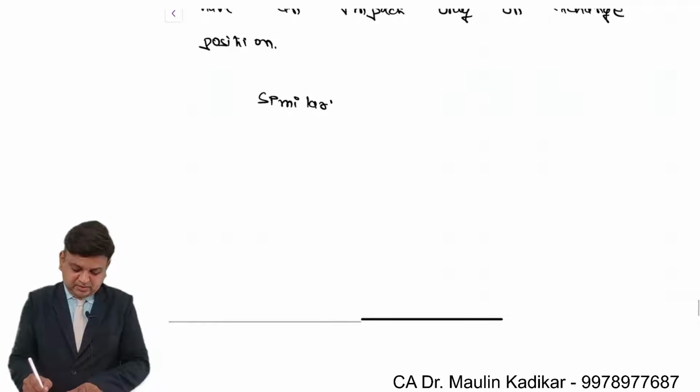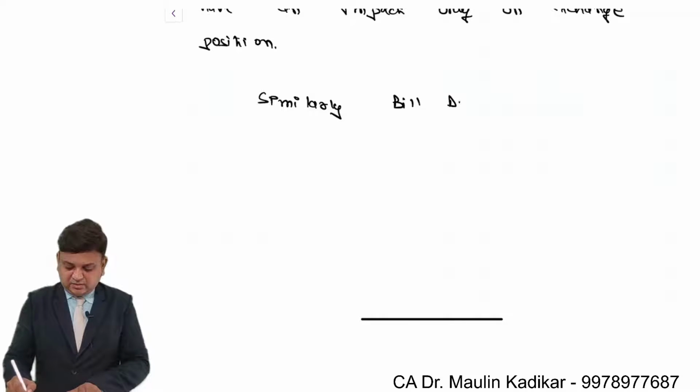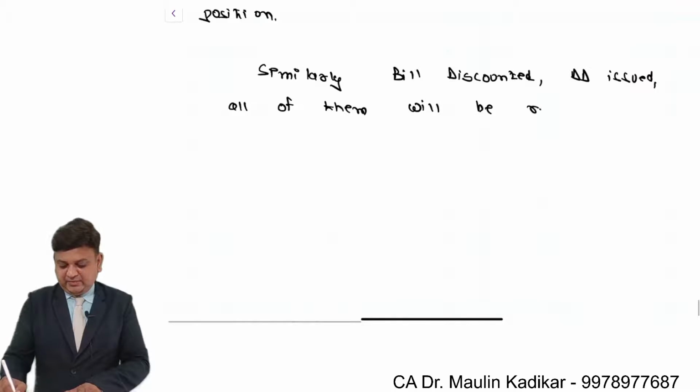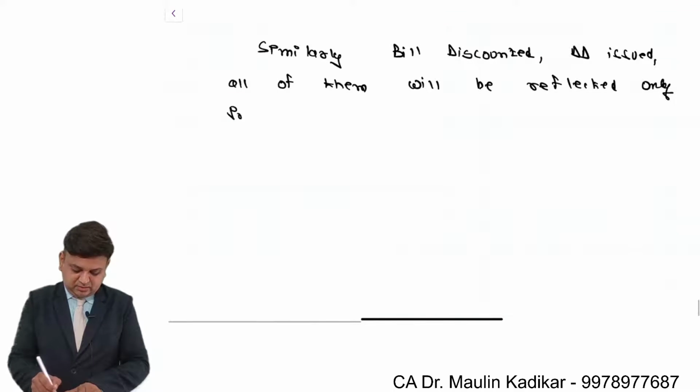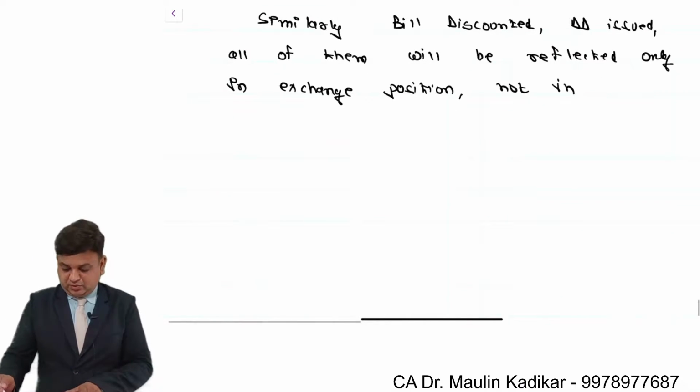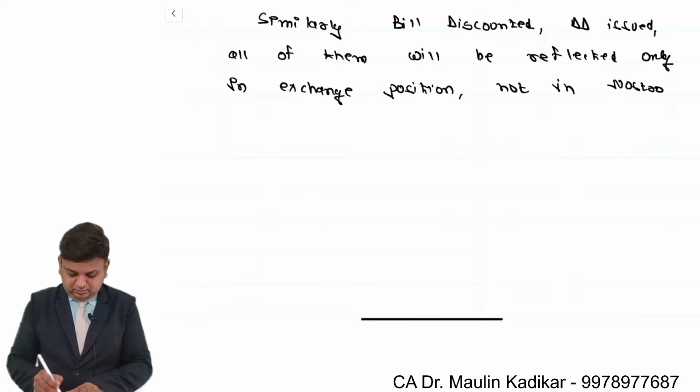Similarly, bill discounted, comma, DD issued, all of them will be reflected only in exchange position, not in Nostro account. Full stop.